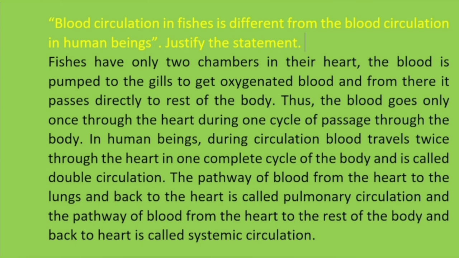In human beings, during circulation, blood travels twice through the heart in one complete cycle of the body and is called double circulation. The pathway of blood from the heart to the lungs and back to the heart is called pulmonary circulation, and the pathway of blood from the heart to the rest of the body and back to the heart is called systemic circulation. Even if you don't remember the names, at least the pathway you should remember between heart and lungs and also between heart and different organs of the body.